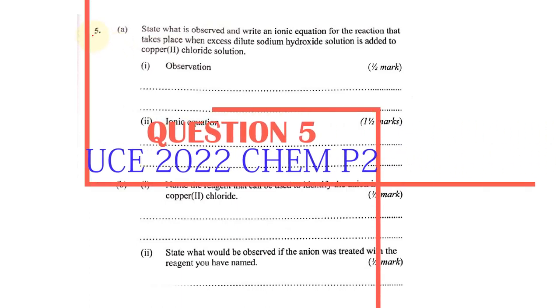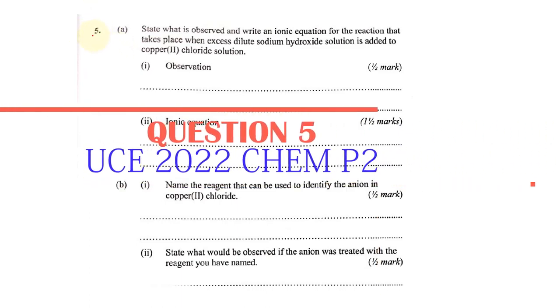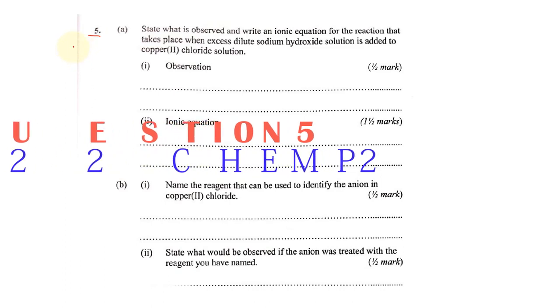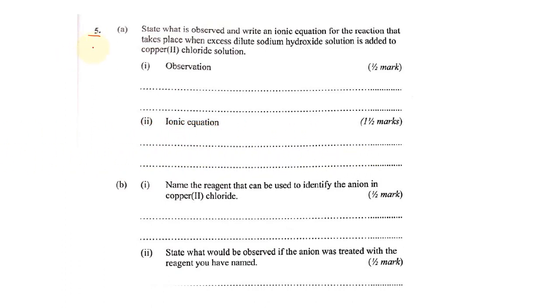Hello and welcome. We are going to have a look at question 5 of UCE 2022 Chemistry Paper 2. For this question you need some little background on qualitative analysis, that is the practical aspect. Although you can try using theory, it could be easier and time saving if you have some good background.